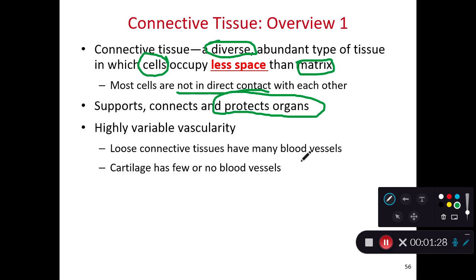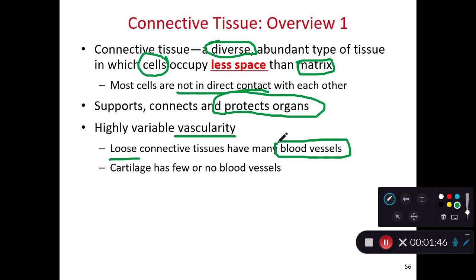And there's a lot of variable vascularity. When we think of vascularity, I want you to think of the amount of blood vessels. So if we look at loose connective tissues, oh man, there's a ton of blood vessels. And that's why when you get a paper cut, it just bleeds and bleeds and bleeds, even if it's not that big of a cut.